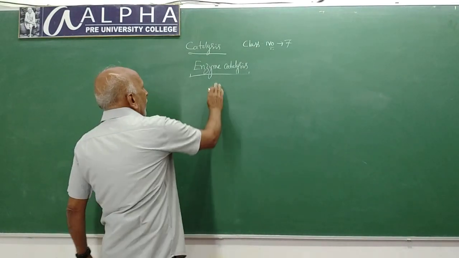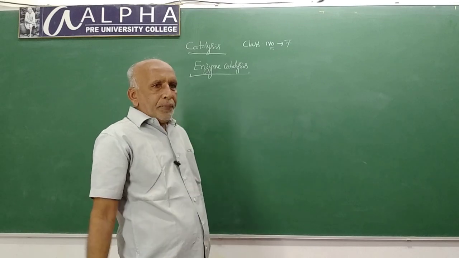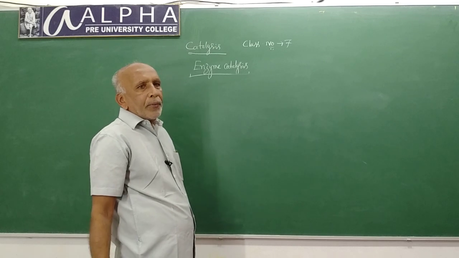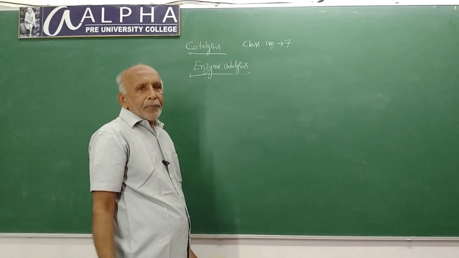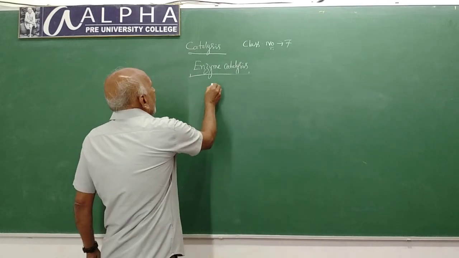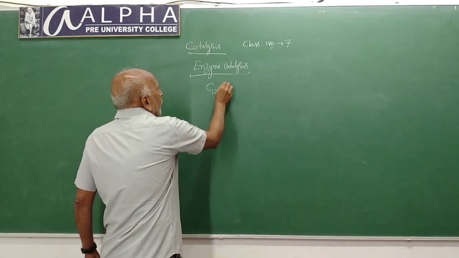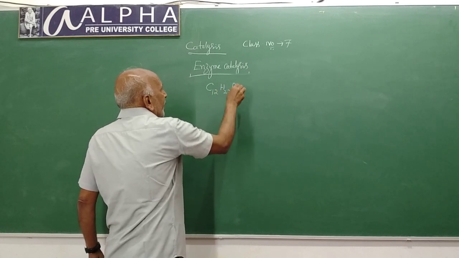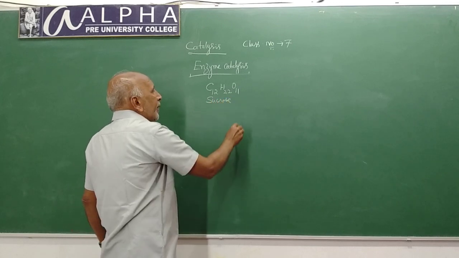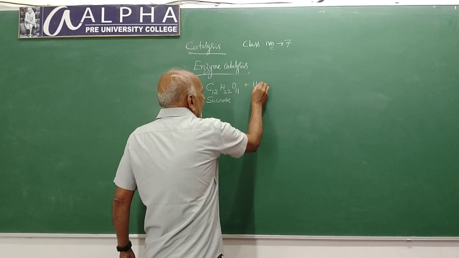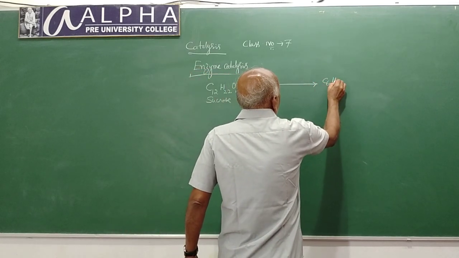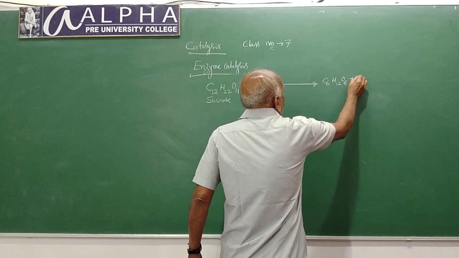You know, the conversion of molasses into ethyl alcohol. That is one of the methods of synthesis of ethyl alcohol. Molasses contains sucrose, that is C12H22O11. First, this hydrolyzes to form glucose and fructose.